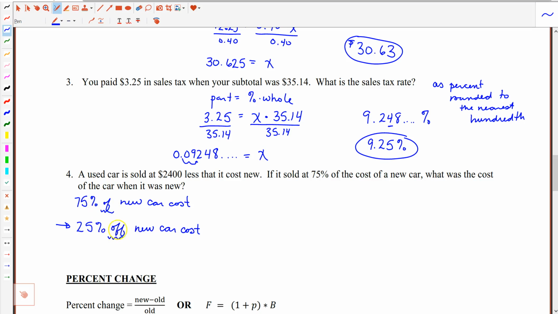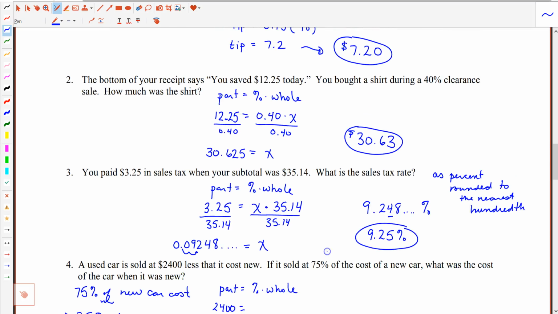And when you got 25% off, that equated to a discount of $2,400. Okay, so this $2,400 relates to the savings, which relates to this percent in terms of the discount. So this is one way we could set this problem up. So we could say then, okay, so that the part is equal to the percent times the whole. The part that we saved, our discount, was $2,400.